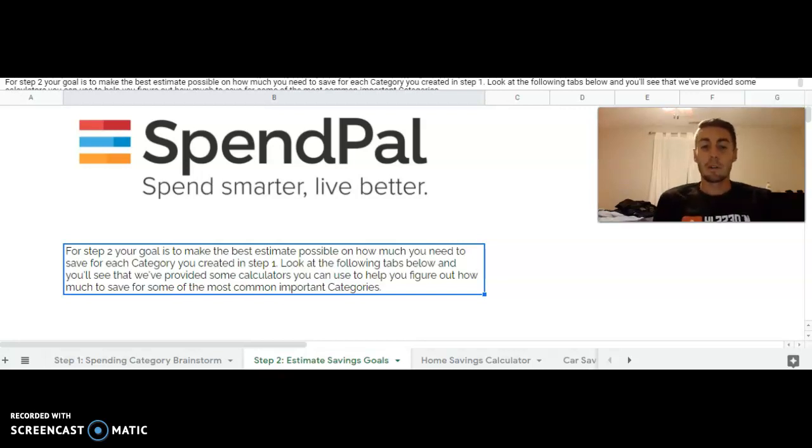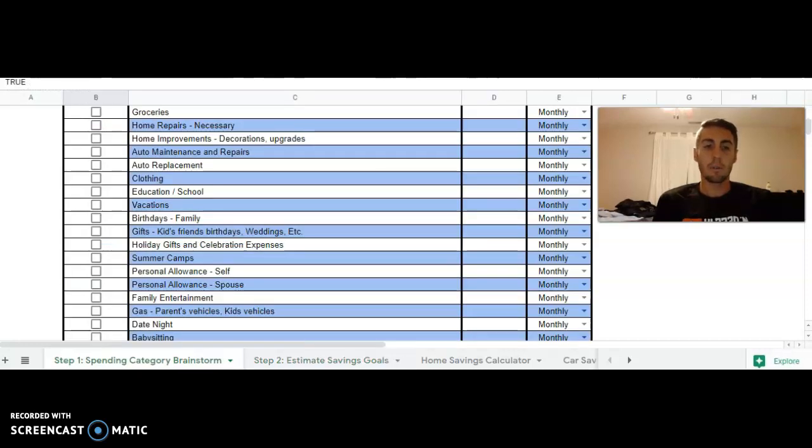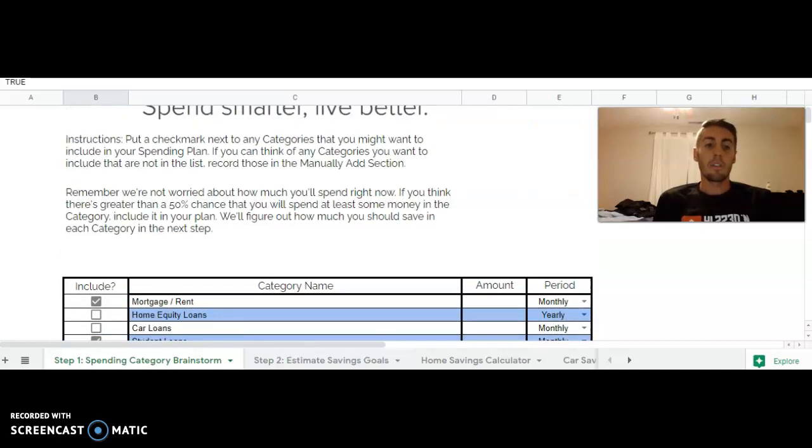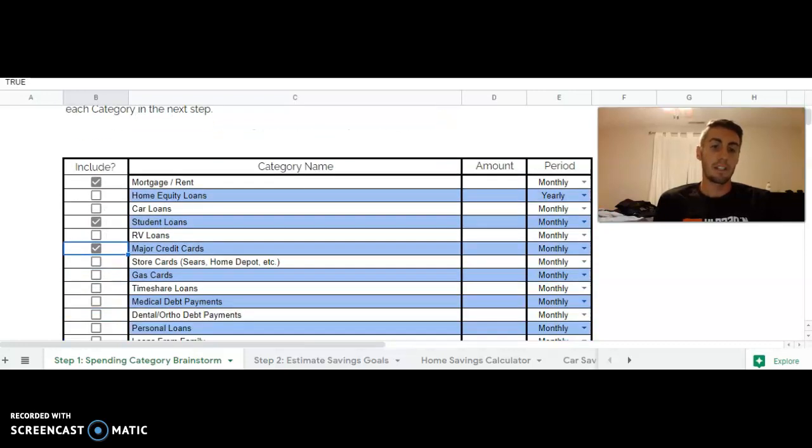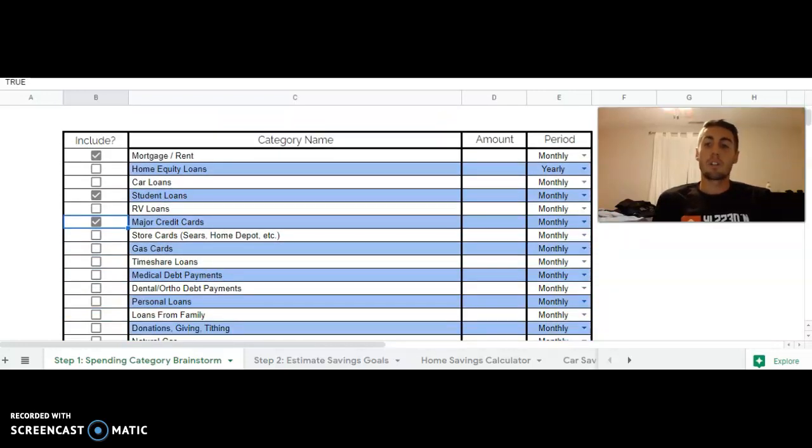So step two is going to be estimate your savings goals. If we come back over here to where you would have done step one, this again is in the Google spreadsheet. You've gone through and checked off the different categories that you have expenses. Now what I want you to do is go put in a dollar amount. This can be a rough amount. I'm not expecting you to comb through bank statements and really calculate what things would be. You can do that if you want to, but get a general idea of how much you're spending in each of those areas.